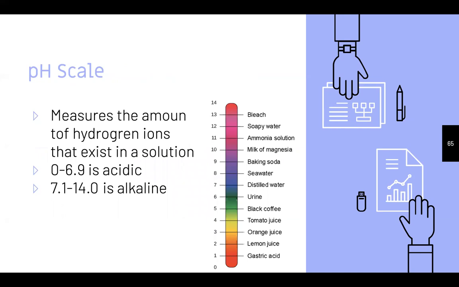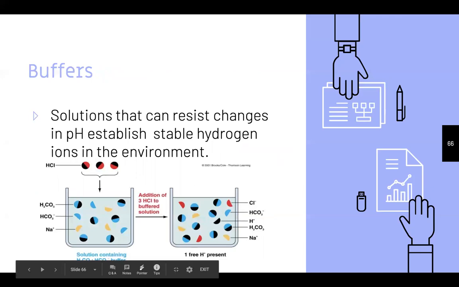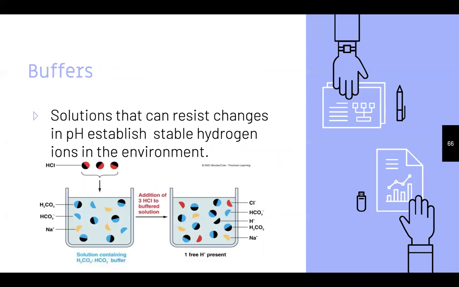Just a little extra is the pH scale, which measures the amount of hydrogen ions that exist in a solution. It's separated: 0 to 6.9 is called acidic, and 7.1 to 14 is called alkaline. Those are the different types of where it would be on the pH scale, and 7 is considered to be neutral. Buffer solutions can resist changes in pH and establish stable hydrogen ions in the environment.